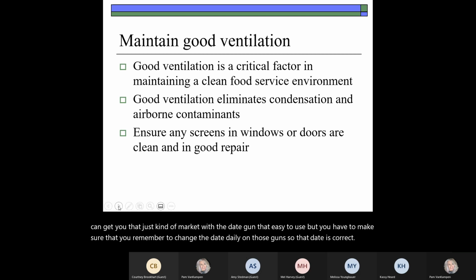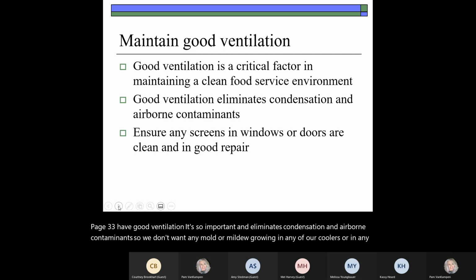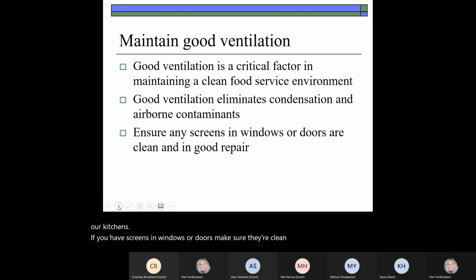Page 33, have good ventilation. It's so important. It eliminates condensation and airborne contaminants. So we don't want any mold or mildew growing in any of our coolers or in any of our kitchens. If you have screens in windows or doors, make sure they're clean and in good repair. We don't want insects coming in.